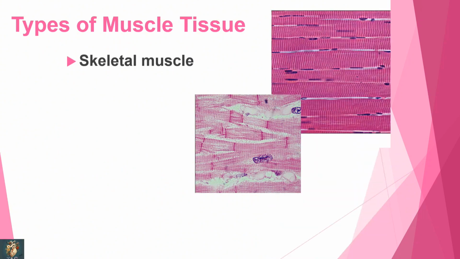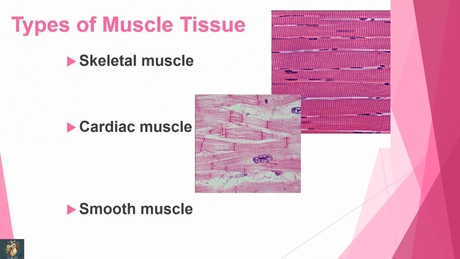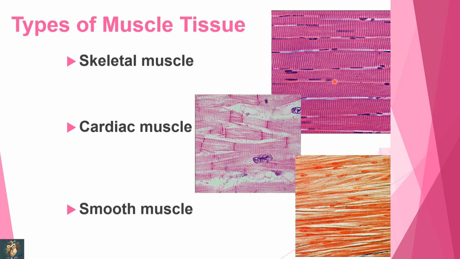So for the types of muscle tissue, in the different slides you can see this one is the skeletal muscle, in which the striations are present. This is the cardiac muscle. Again in this muscle you can see the striations, and over here you can see the intercalated discs which are present.